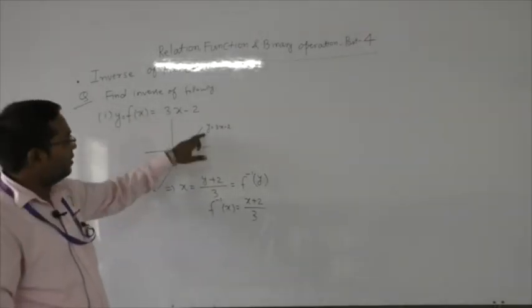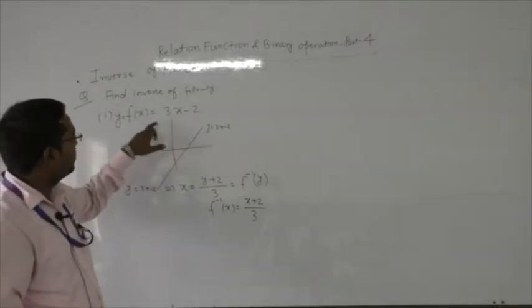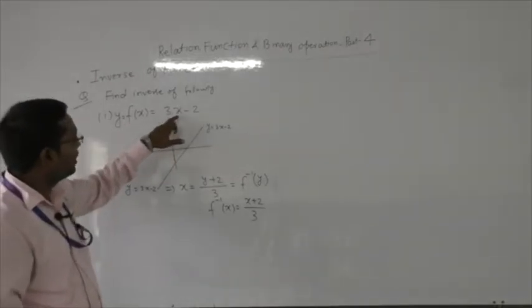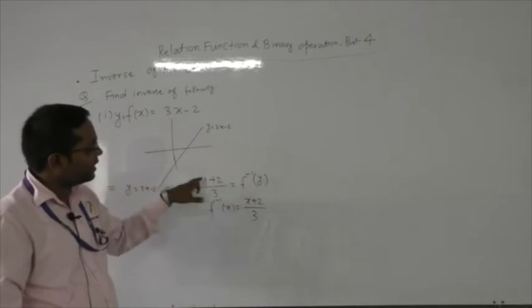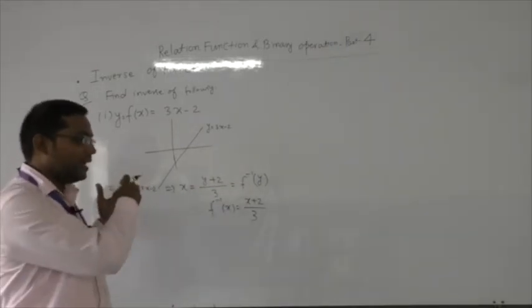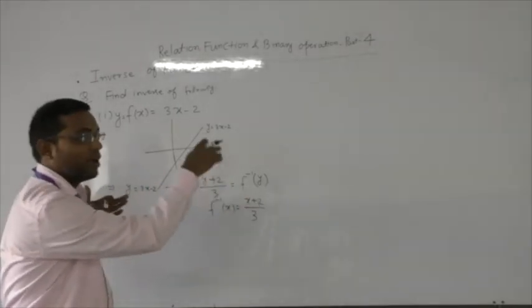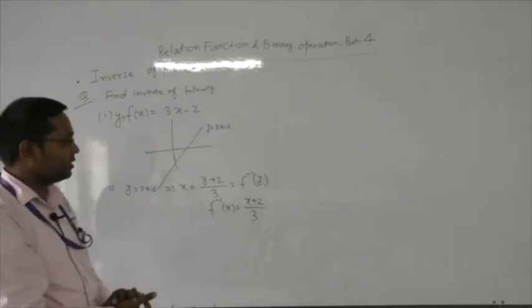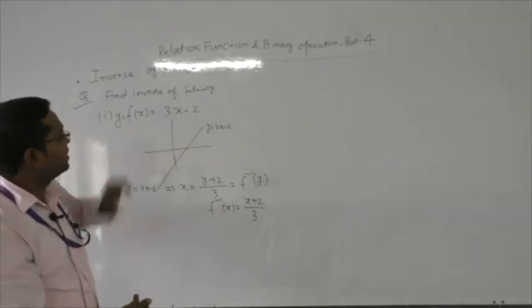That is the thing: replace y to find the inverse of a function. To find the inverse of a function, find the value of x in terms of y, and that will become the inverse. Why are we doing that? Because each x will go to y, and y again will come back to x. That is what we are doing in the inverse of a function. So this is the inverse of this function.